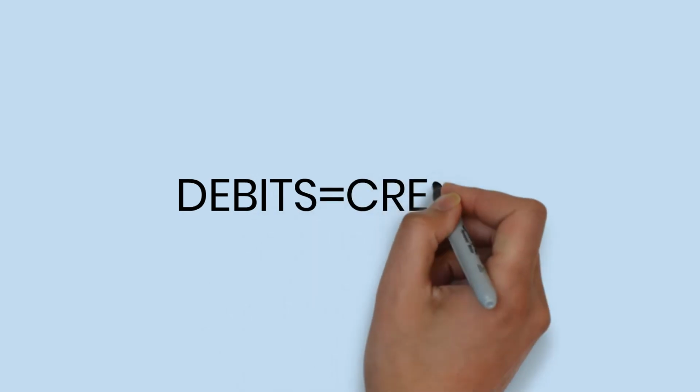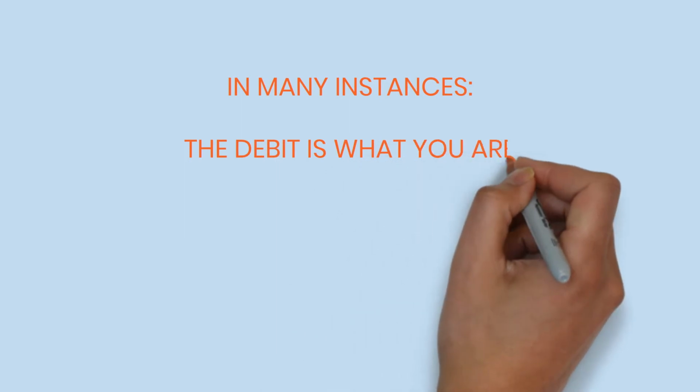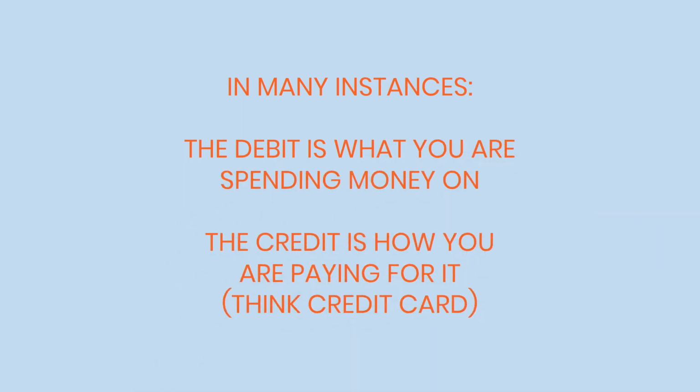So the first rule is very simple. Debits always equal credits. And in many instances, the debit is what you are spending money on, and the credit is how you are paying for it. Think of credit card for the credits.